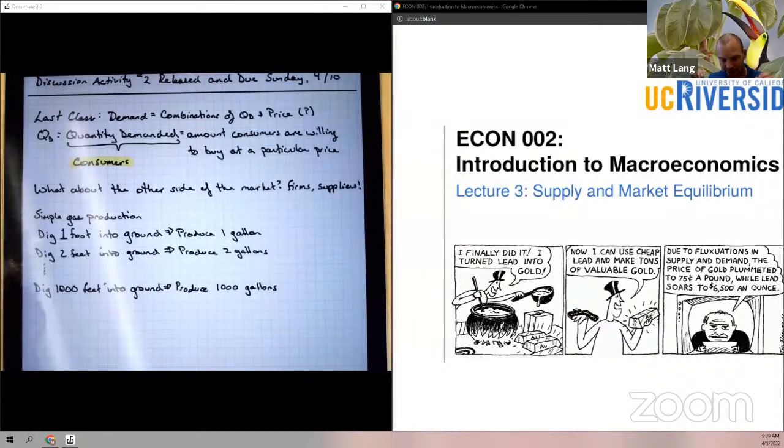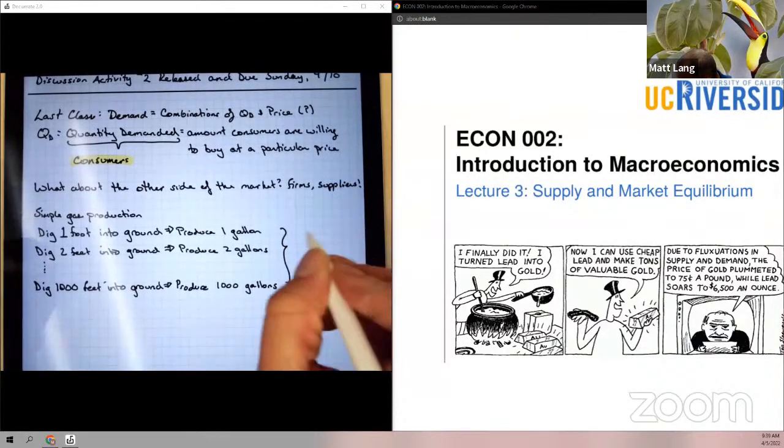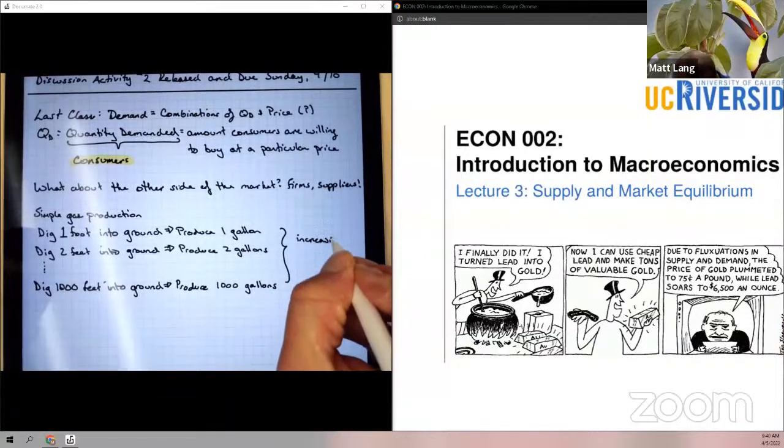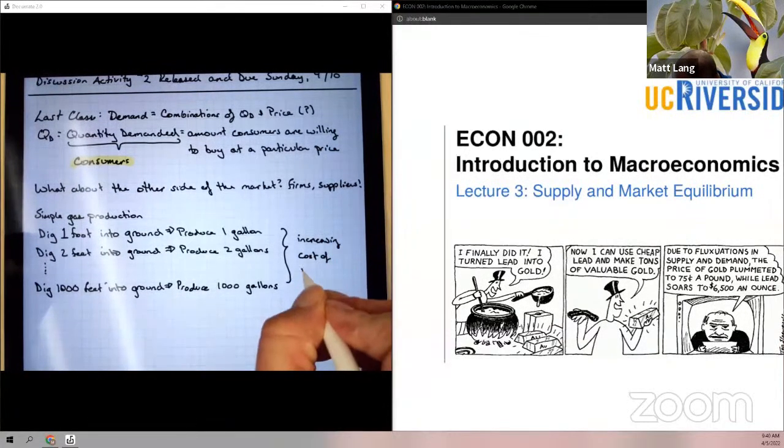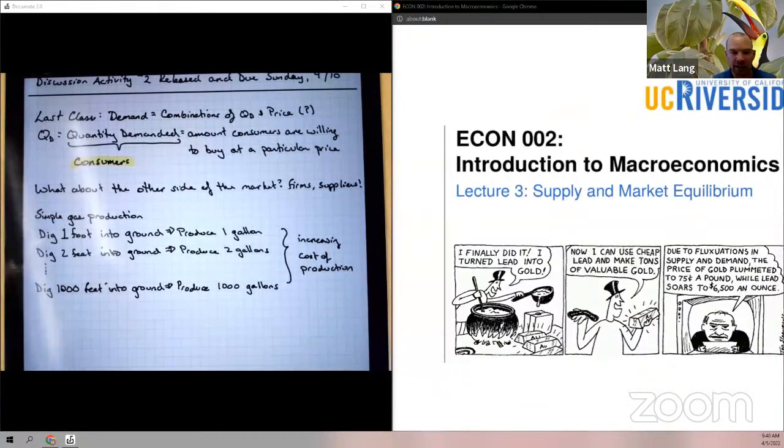What I want you to take from this simple example is that when you're producing an additional amount of a good, in this case gasoline, whether you want to go from 1 gallon to 2 gallons, or 2 to 1,000, or 1,000 to 3,000, it's going to be more and more difficult and more costly to get those additional gallons. So we would say that there's an increasing cost of production, in the sense that that first gallon is fairly cheap in a relative sense. It's relatively cheap to produce compared to those 1,000 gallons that you need to get.